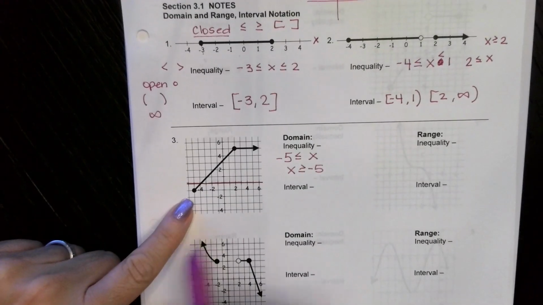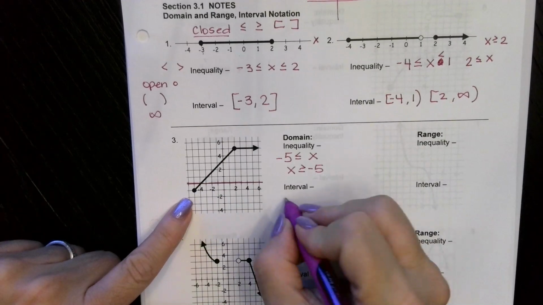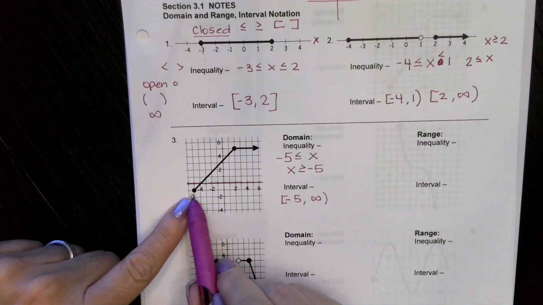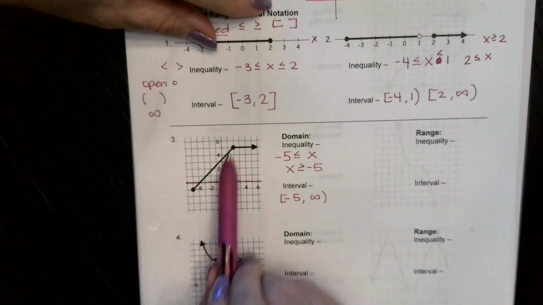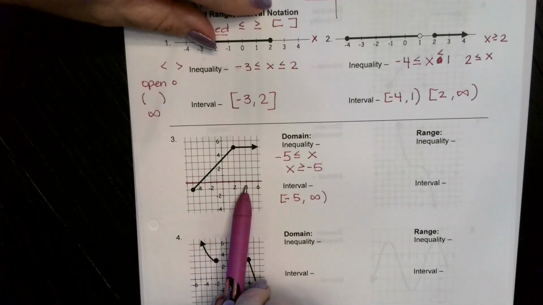So my interval notation here, I'm going to start at -5, and I'm going to keep going to infinity. I just keep going. So don't get jammed up with the fact that the line is moving up and down. Just think of this as your x values.